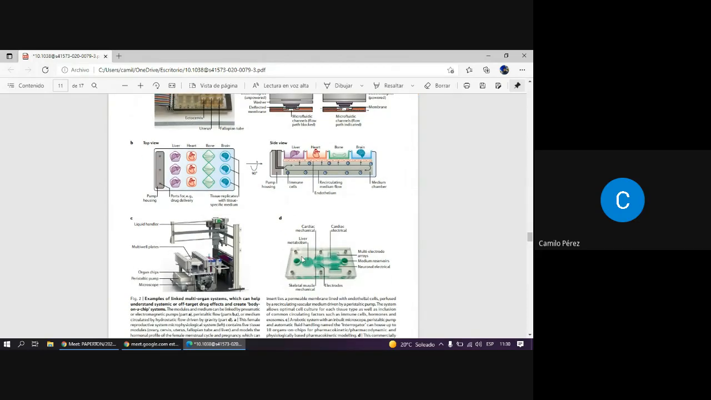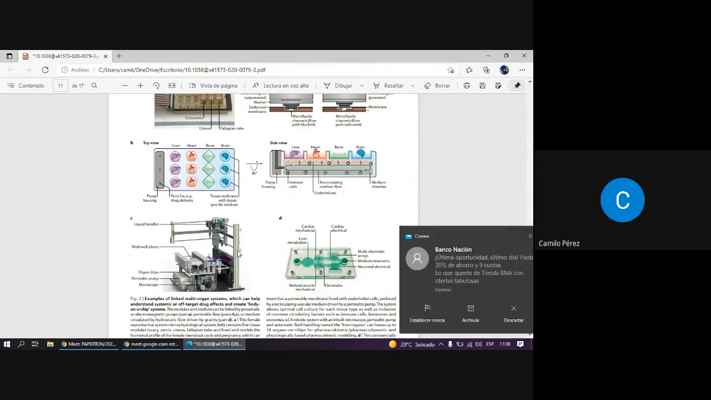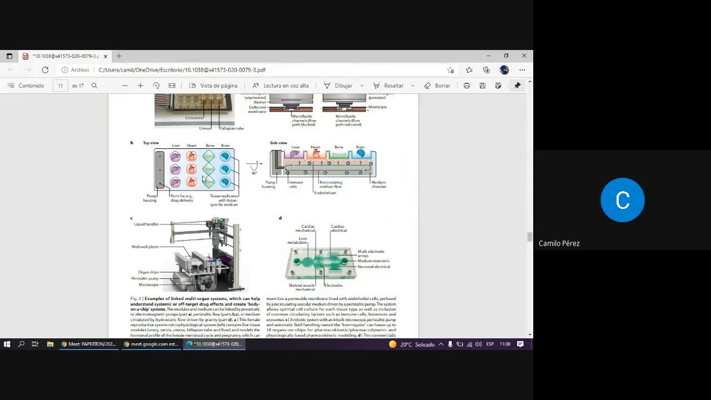you can see the different chambers for these organs, and prove the different drugs. Okay.